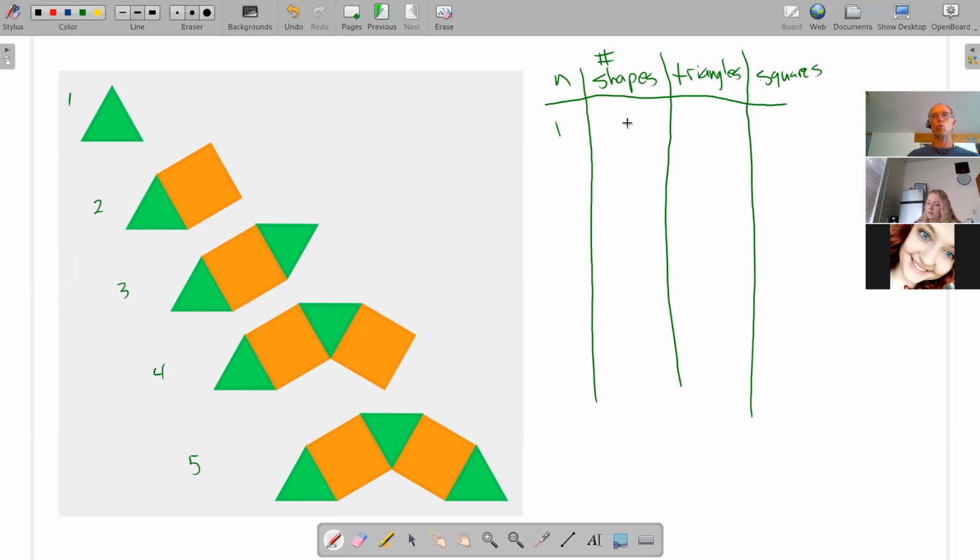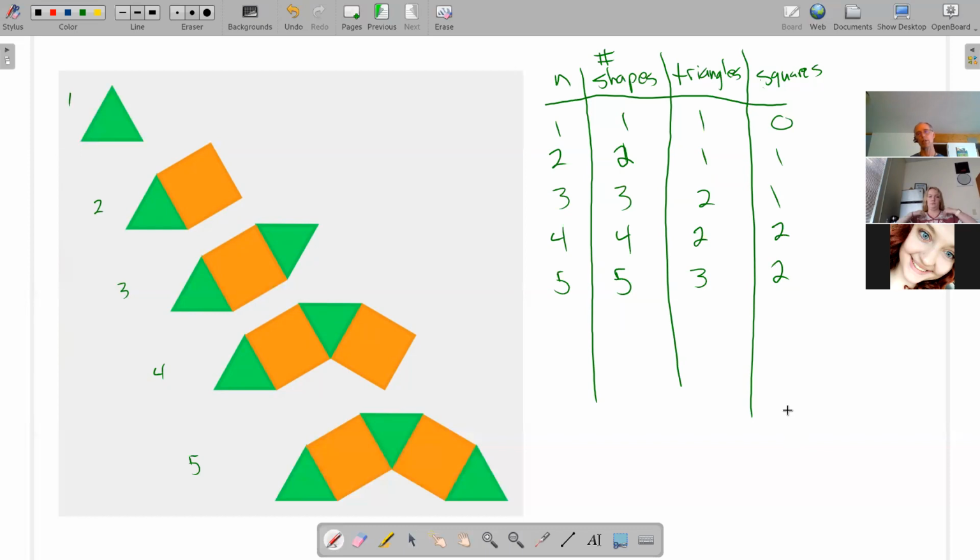So the first one has one shape, one triangle, no squares. Second one has two shapes, sorry. And that's one triangle, one square. The third one has three shapes. It has two triangles and still one square. The fourth one has four shapes, pretty consistent there. Two triangles, two squares. The fifth one, five shapes, cool. And three triangles and two squares.